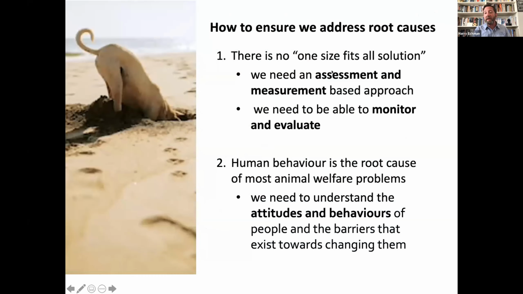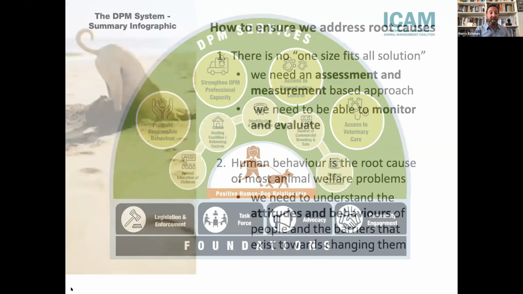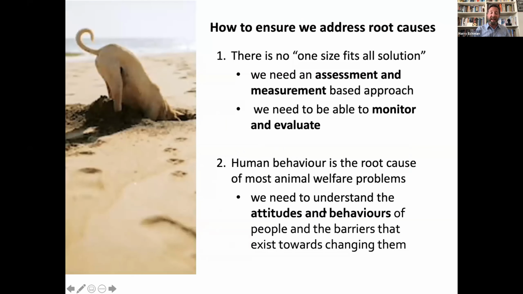We need to know if we're doing it right or wrong, or what improvements are being made, or what mistakes we've made. And human behavior is at the root cause of most animal welfare problems. So as well as just dealing with the dogs on the street, by sterilizing them or vaccinating them, we need to understand the attitudes and the behaviors of the people that live in those communities, so that we can understand what we need to do to make sure that we're dealing with responsible ownership, that we're dealing with things like abandonment or issues where people don't know how to deal with dogs on the street, reducing the number of dog bites or things like that.